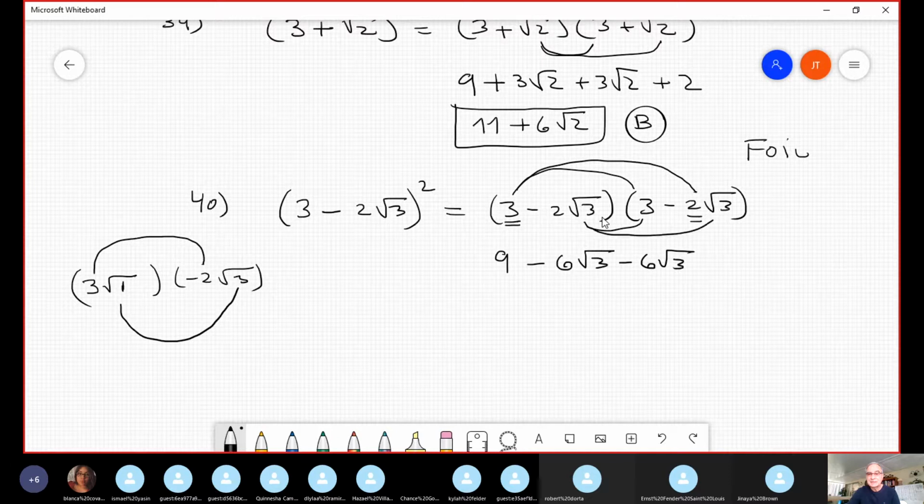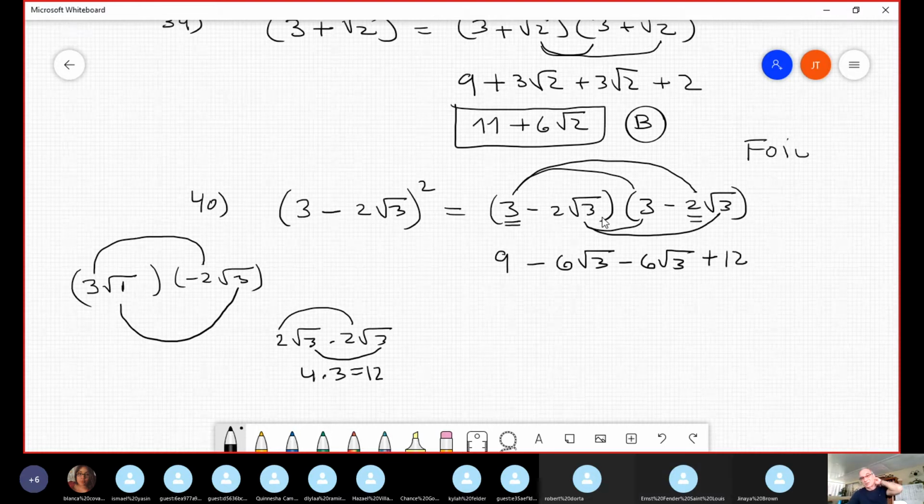And last is 2 radical 3 times 2 radical 3. 2 times 2 is 4. They are twin brothers. And 2 times 2 is 4, and radical 3 times radical 3 is 3. It's 12. Do you see that? It's plus 12, no? Yes, sir. Because minus and minus is plus.